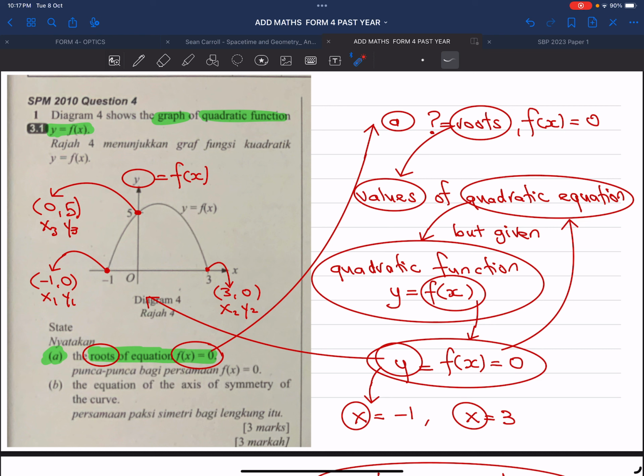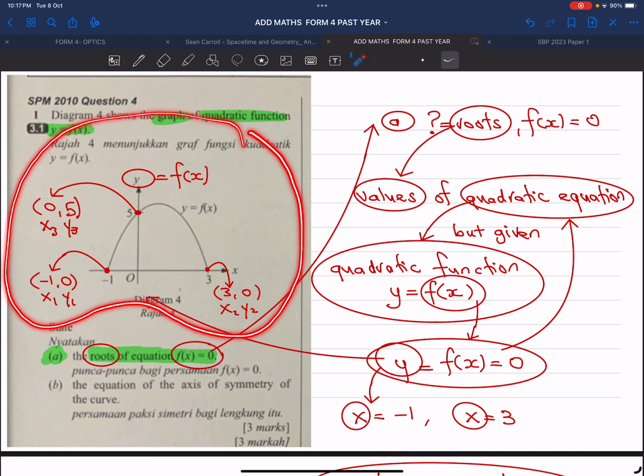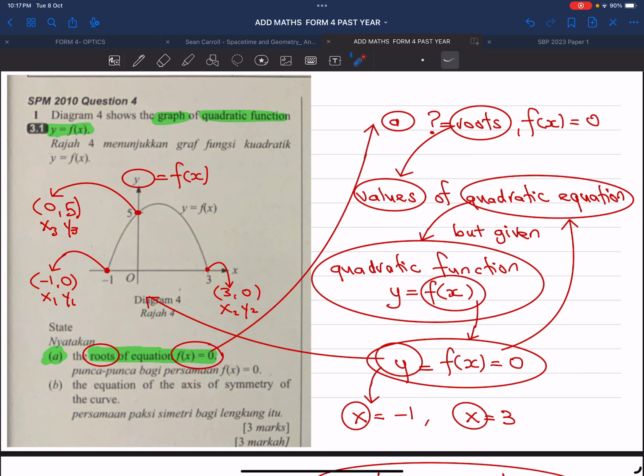Step 1, collect. Diagram 4 shows the graph of quadratic function y equals f(x). So we are given the graph, we go to the graph and complete the diagram. We have 3 points. The point on the x-axis, the x-coordinate is 3, and we learn from lower secondary that the point on the x-axis, the y must be 0. And the x-coordinate of course is 3.